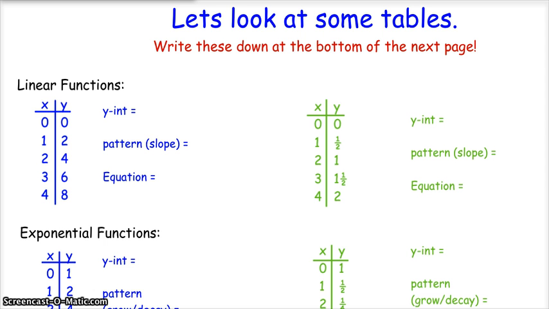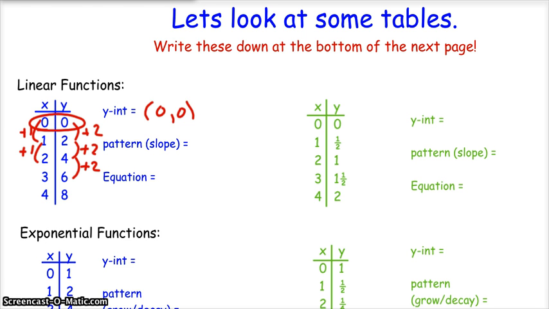We're going to first start by looking at some tables so we can compare linear functions with exponential functions. Please write these down at the bottom of the second page of this lesson. If we look at the first linear function, we can see that the y-intercept is at the point 0, 0. Remember, all y-intercepts have an x value of 0. If we look at the pattern in the y column, we can see that every time the values are increasing by 2 as the x values increase by 1.